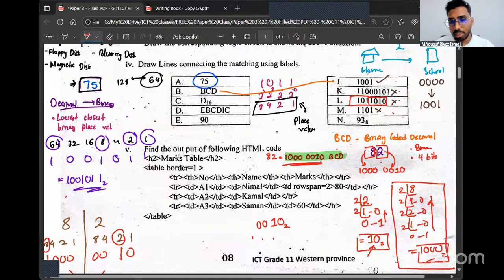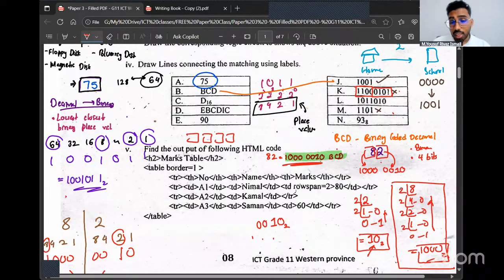Because I have only 3 bits here, this can't be a valid BCD number, because a BCD number always has to be 4 bits, 4 bits, 4 bits, 4 bits. So the answer L was wrong. That's how I decided L was wrong. And how I decided K was wrong is, in K we have 4 bits by 4 bits, so these 4 bits represent one digit and these 4 bits represent another digit.